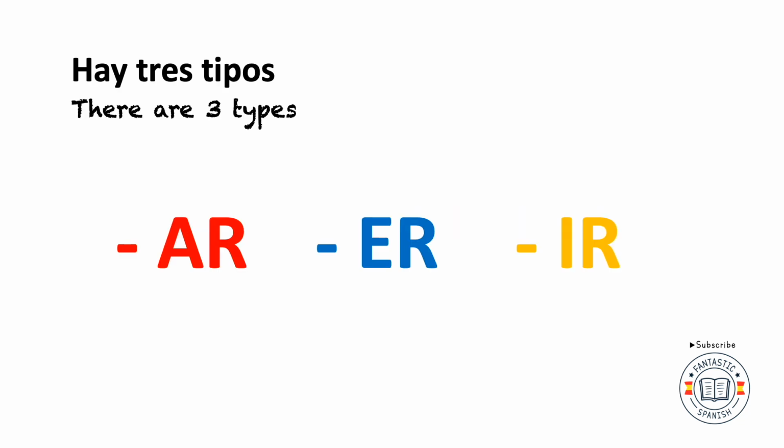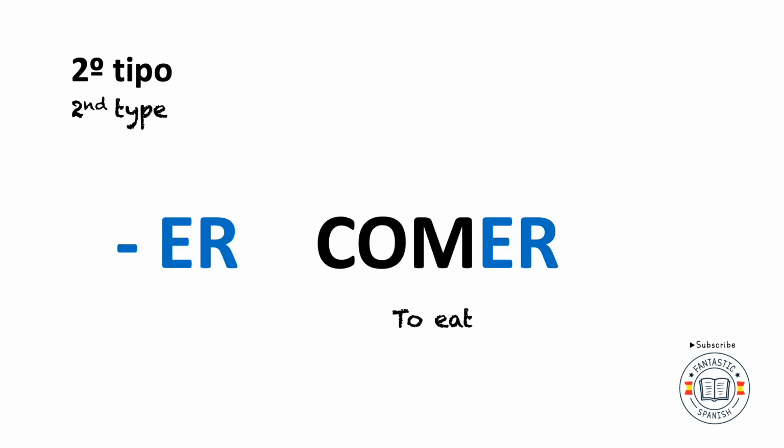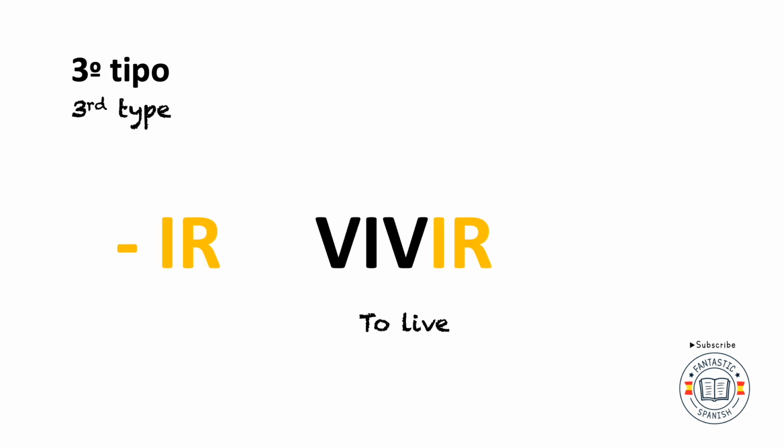So let's start by saying that in Spanish verbs are classified into 3 types. 3 tipos. Verbs ending in AR, AR in English, ER, ER in English, and IR, IR in English. Por ejemplo, the verbs hablar, to speak, comer, to eat, vivir, to live.